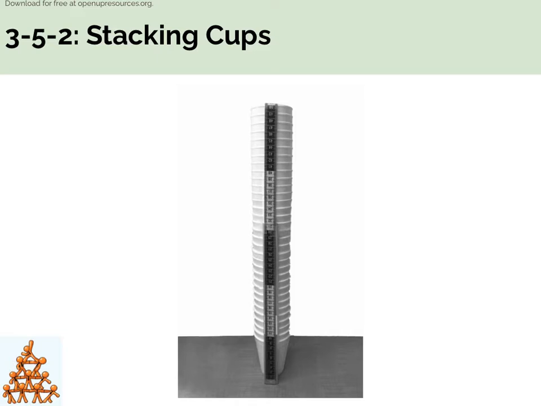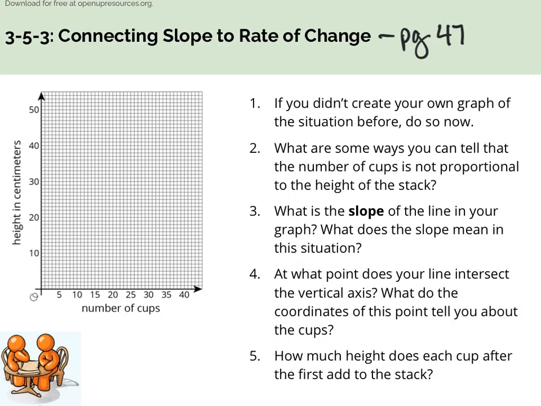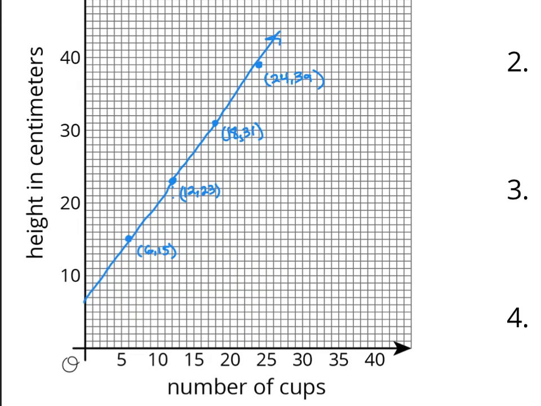So here's a visual representation. If you want to go ahead and count all of those, we'll have about 33 cups to make the 50 centimeters. So on page 47, number 1, if you didn't create your own graph of the situation before, do it now. So that's where that table comes into play. Go ahead and pause, and make that graph.